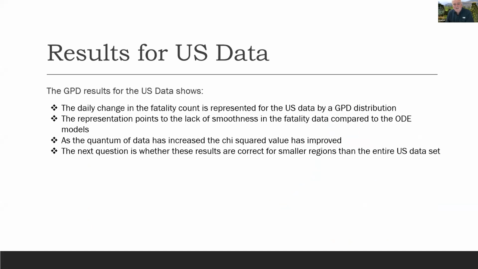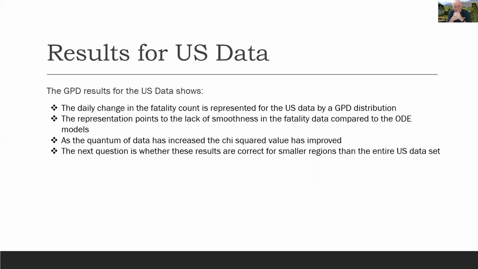So the GPD data does represent the US data. It is a solid block. The representation points to the lack of smoothness in the fatality data. And as we've increased the data, the chi-square value has improved.